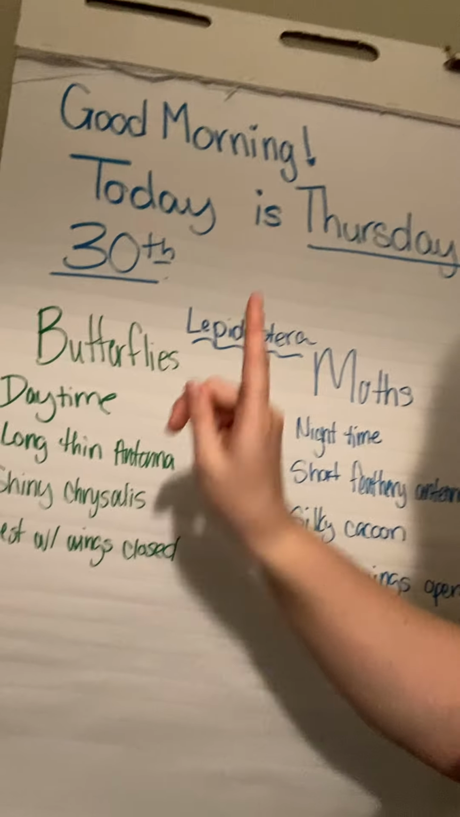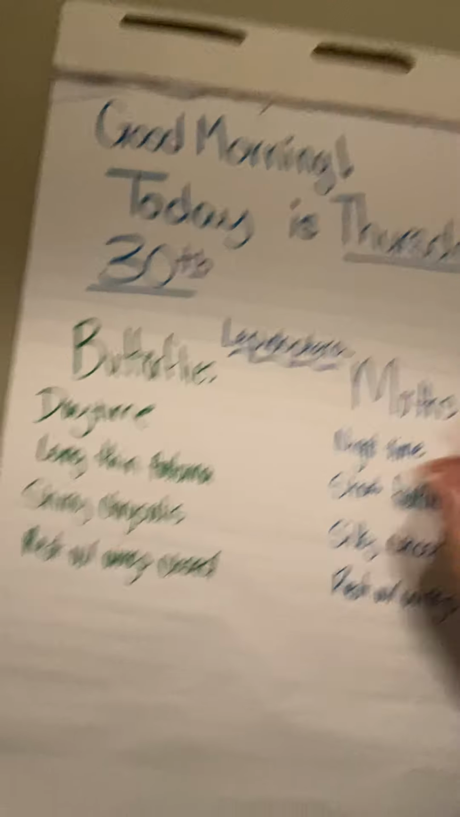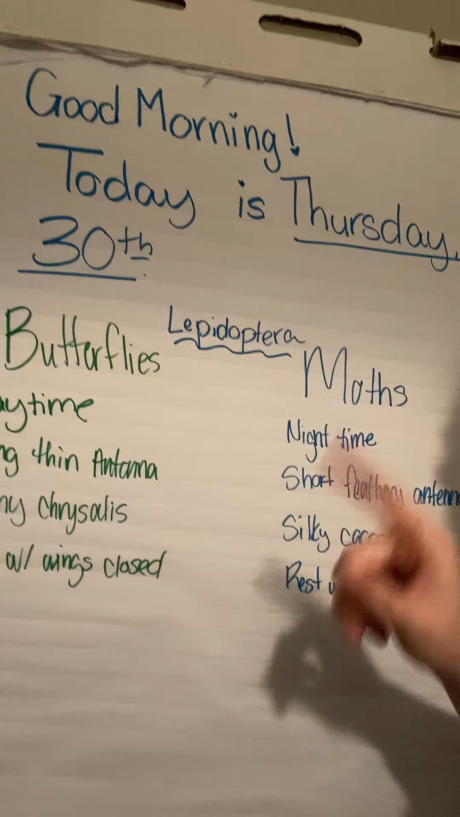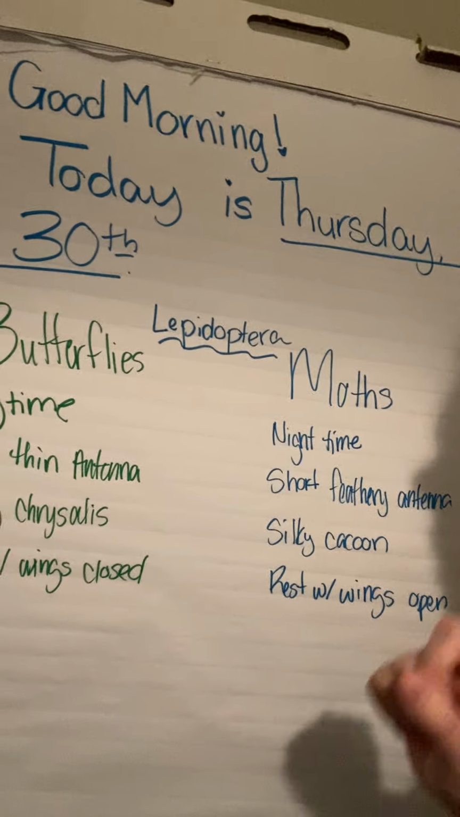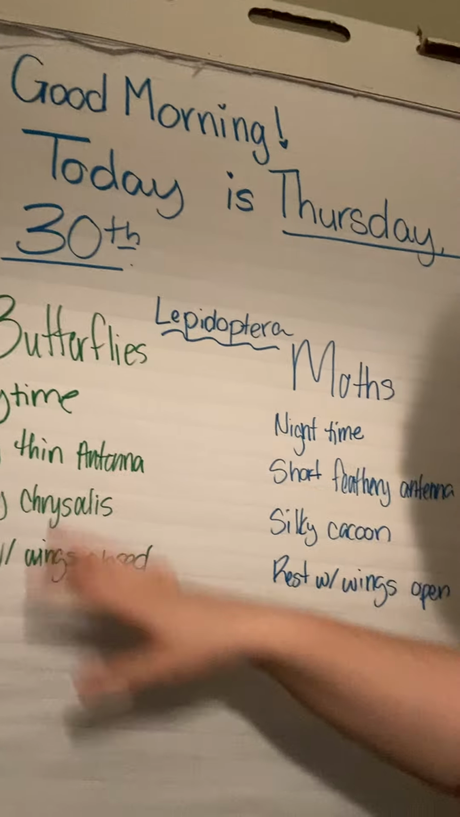Butterflies have really long, skinny antennae. So we'll show a picture of this here in a second. And moths have short, feathery antennas. So theirs might be shorter and look more like feathers.